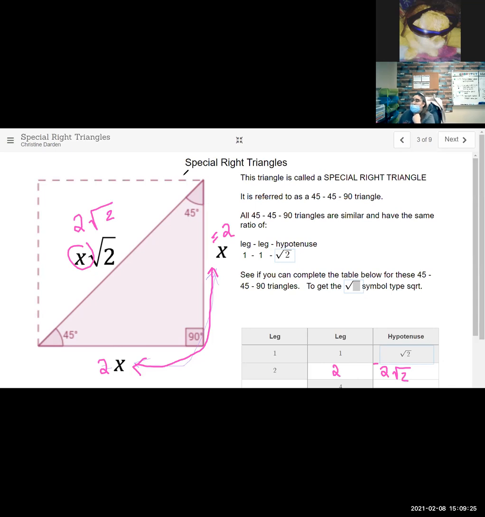Now, the third measurement that they provide is 4. So they're saying, okay, let's start over. What if I have a triangle now where one leg is equal to 4? What should the other leg be equal to? 4. And the hypotenuse would be 4 square root of 2. Again, all we did was replace the x with the measurement of the leg. So I want you to finish the table based on the measurements provided.